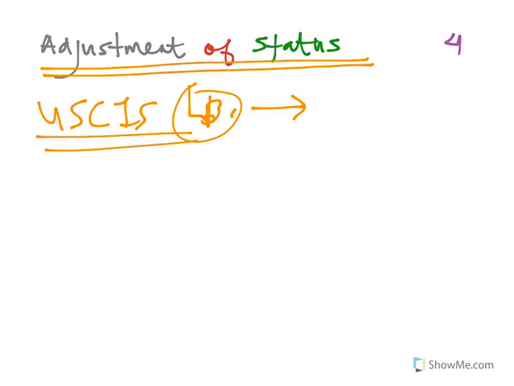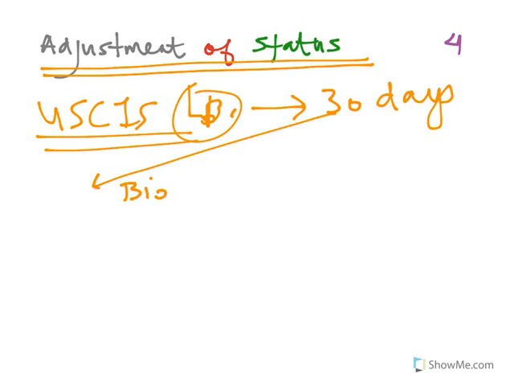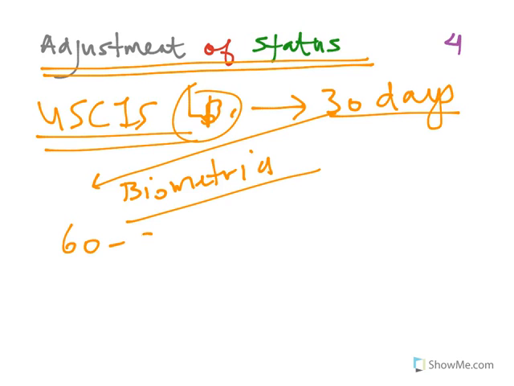So once the application is filed, it takes about 30 days to get a fingerprints appointment. So the foreign national is going to be called for biometrics, where the USCIS will run background checks and take a photo of the foreign national and continue processing the application. That's 30 days after filing. 60 to 90 days after filing, a work permit and a travel document will be issued.